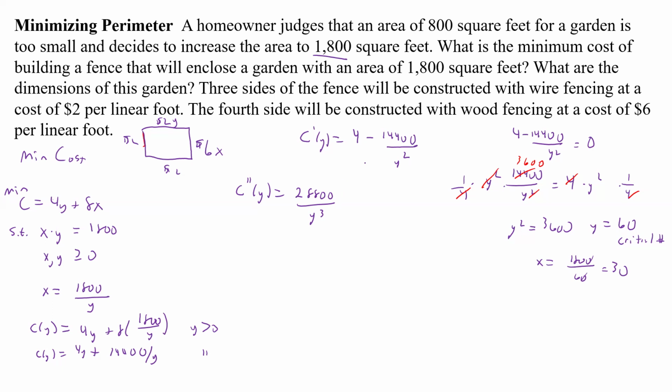Now that's our second derivative. If we remember from the last section, we plug our critical number into here and see what we get. So we have C double prime of 60 equals 28,800 divided by 60 to the third. And if I get my calculator out on the side, that's going to give me 0.133.